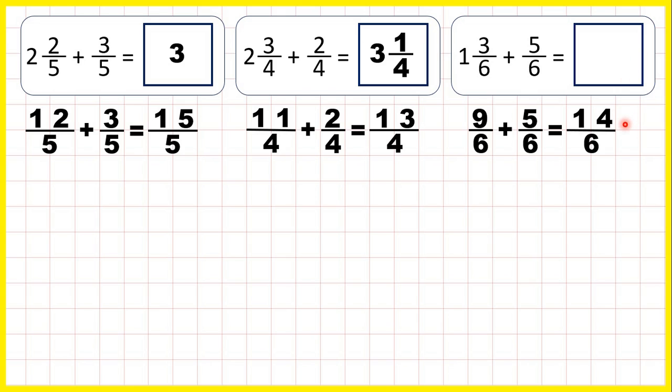But if we want to change that back to a mixed number, we can divide. 14 divided by 6 is 2 remainder 2. That's because 2 times 6 is 12, and then we need 2 more to get to 14, and our denominator stays the same, so our answer is 2 2/6.